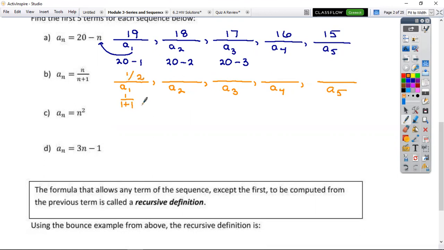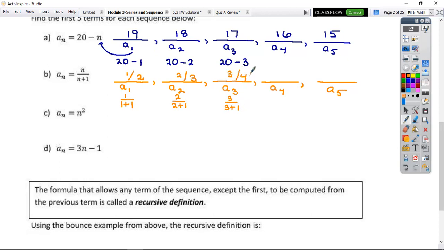So the n is the term you're looking to find. So this one's the second term. So I'm going to go 2 divided by 2 plus 1. So this would be 2/3. And next, you're going to plug in 3 divided by 3 plus 1, which is 3/4.